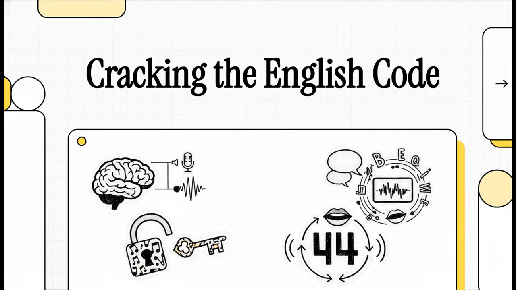All right, let's dive in. We're about to crack a code, one that you use every single day, the English language. You see, it turns out every single word we say is built from just 44 basic sounds. And once you get those, the whole system just clicks.